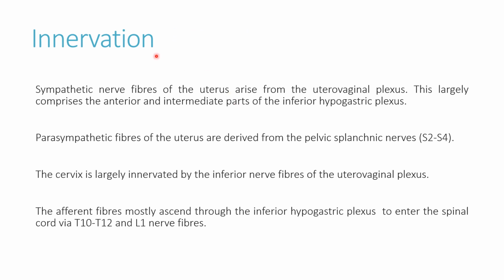About its innervation, it has sympathetic fibers and parasympathetic fibers. Sympathetic fibers of the uterus are different from those of the cervix. The sympathetic fibers of uterus are from uterovaginal plexus. The parasympathetic fibers of uterus are from pelvic splanchnic nerve. For the cervix, it is from inferior nerve of uterovaginal plexus, and the afferent fibers are through inferior hypogastric plexus.